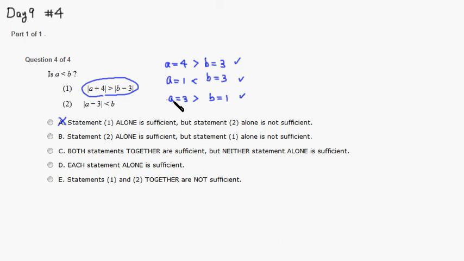So let's try, actually, we can just try a equals 3 again. And pick b bigger than 3, so b equals 4. Would that work? Right, so 0 is less than 4, so it works. And in this case, b is actually larger, which means that statement 2 alone is not sufficient, so it's eliminated, because it could be either way. All right. Then the next step would be, so yeah, each alone is not sufficient. So this is also eliminated.